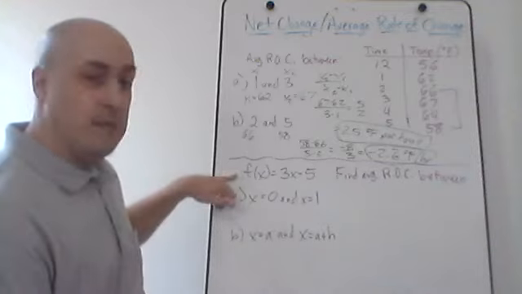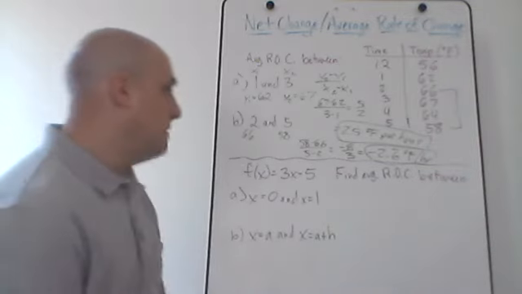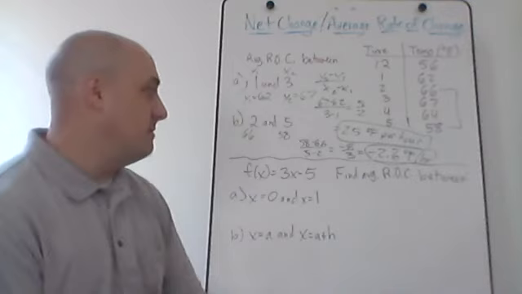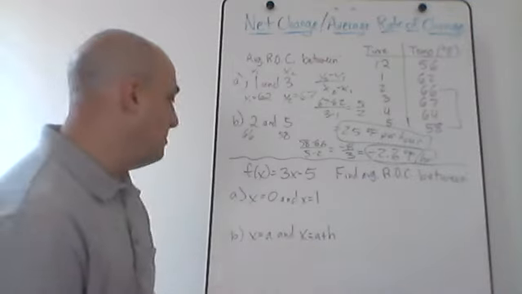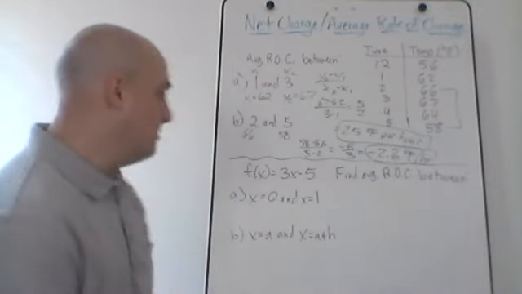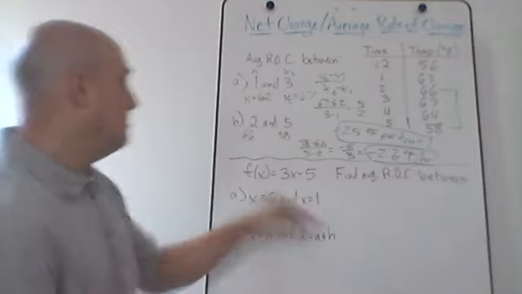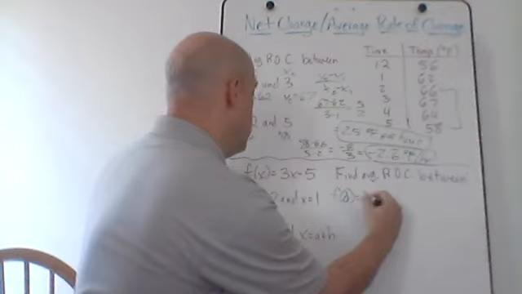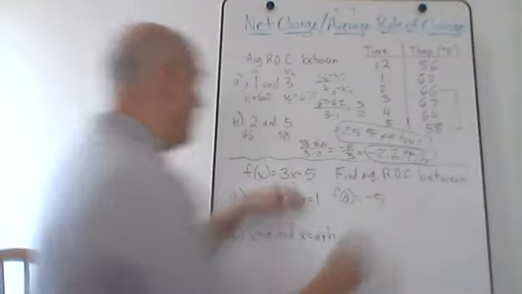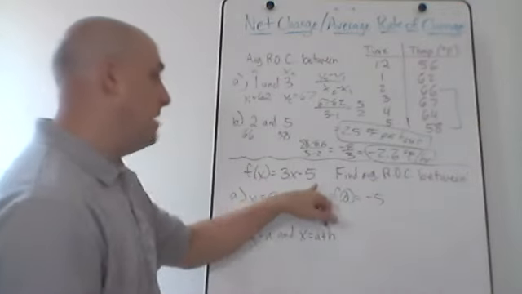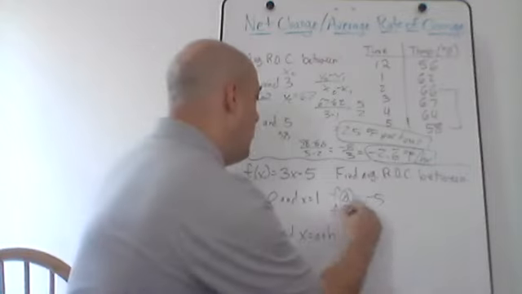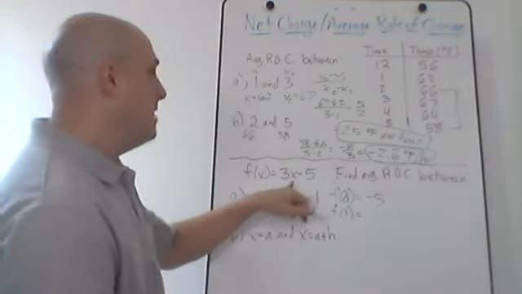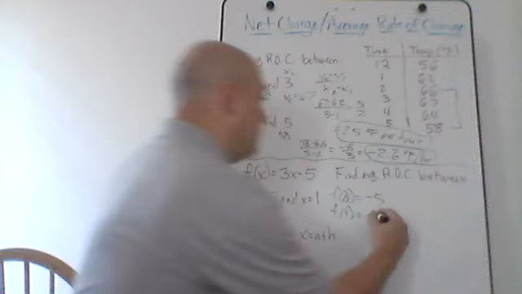The next example here real quick. f of x equals 3x minus 5. We want to find the average rate of change between x equals 0 and x equals 1, and then x equals a and x equals a plus h. For x equals 0 and x equals 1, I need to find f of 0 and f of 1. f of 0 equals negative 5. That would be 3 times 0, which is 0, minus 5. So I get negative 5. f of 1 would be 3 times 1, which is 3, minus 5, which is negative 2.